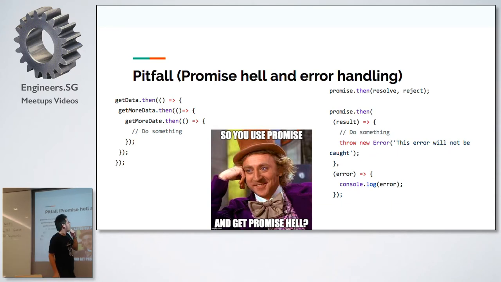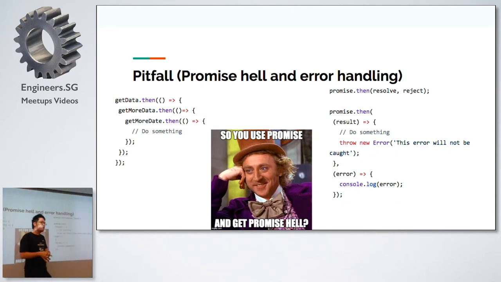Another one is that when promises were first released, we didn't use catch. For then, we could pass functions called resolve and reject. The resolve function will be called when the promise is fulfilled, and the reject function will be called when the promise is rejected. But if we write the code like this, in some cases where we get an error in this function, it cannot be caught. We have to add another catch clause here, so it will catch the error in the then function.